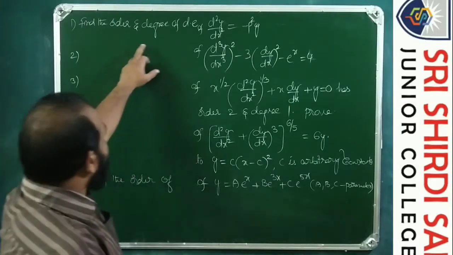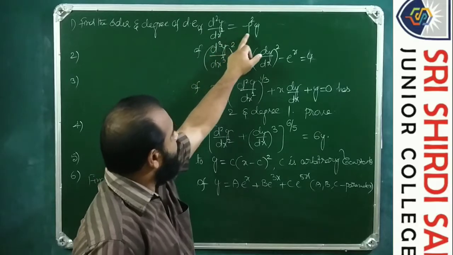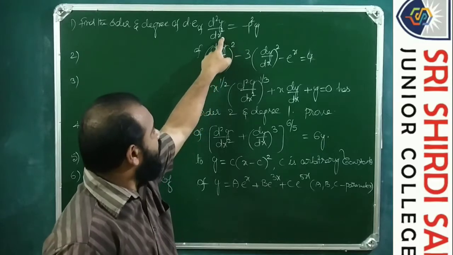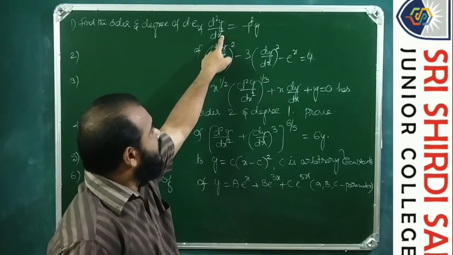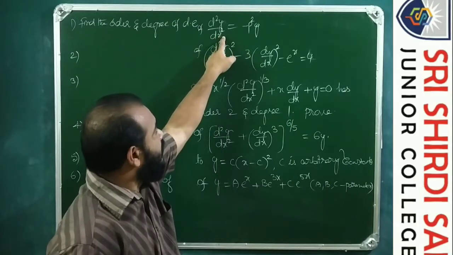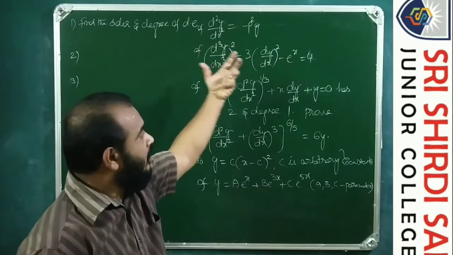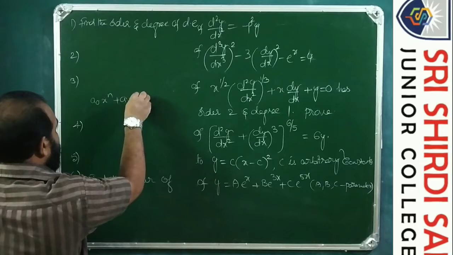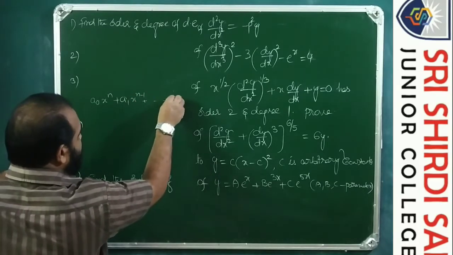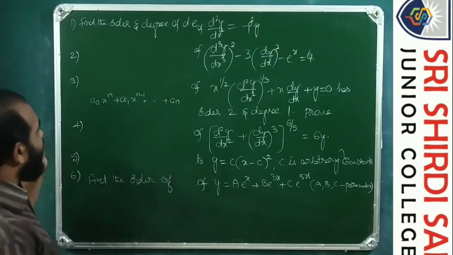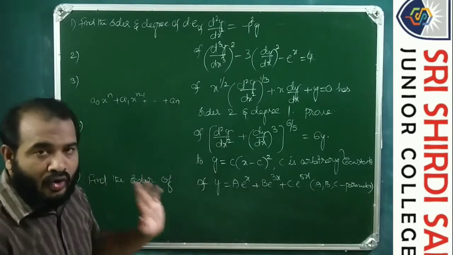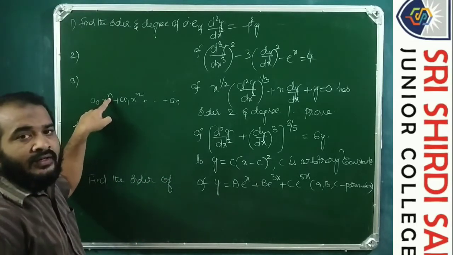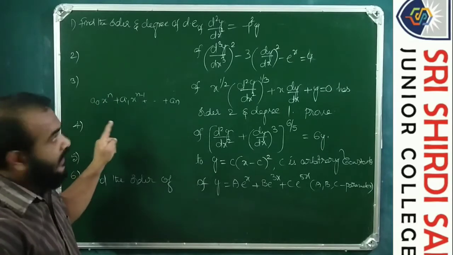So find the order and degree of the differential equation d square y by dx square equals to minus p square y. So this is a polynomial in the derivatives. What is a polynomial? A polynomial is of the form a0 x power n plus a1 x power n minus 1 plus a2 x power n minus 2 etc. an. So here a0, a1 etc. an are real numbers, and n being the highest power is said to be the degree.